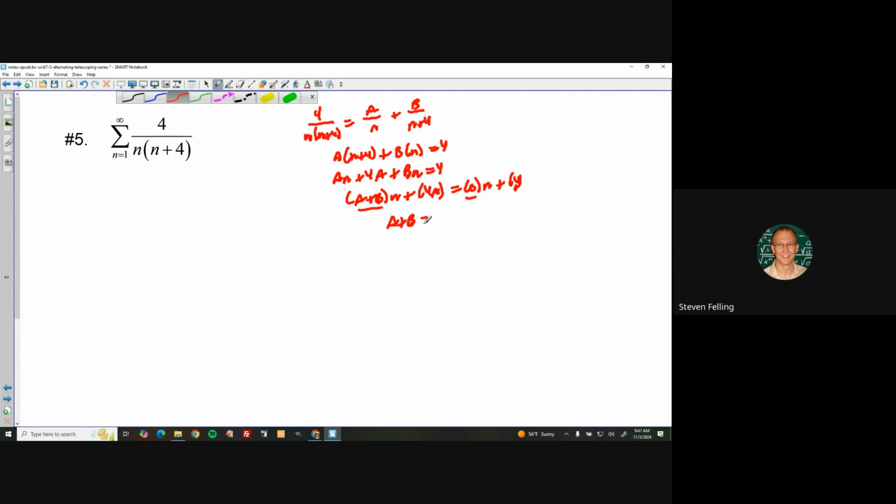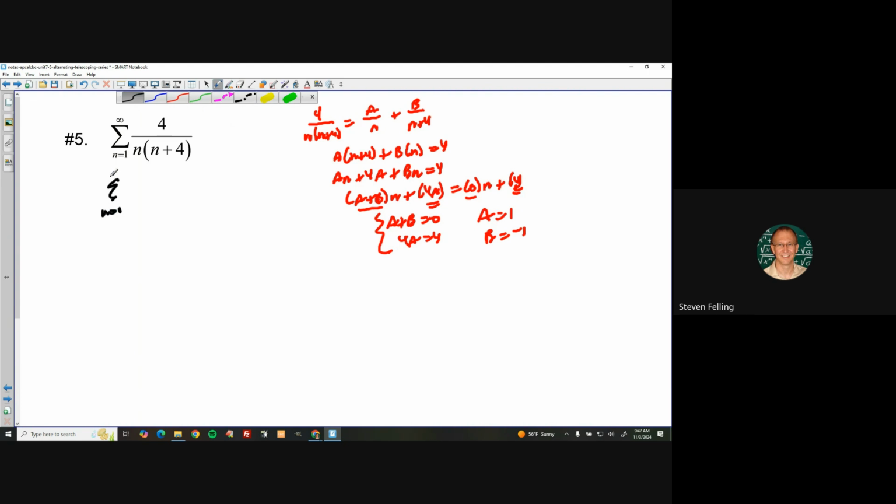So a plus b must be 0, and those have to match. So 4a has to be 4, and then we'll solve that system. So if 4a has to be 4, a is 1, and if a plus b has to be 0, b is negative 1. So that means I get to rewrite this sum this way.